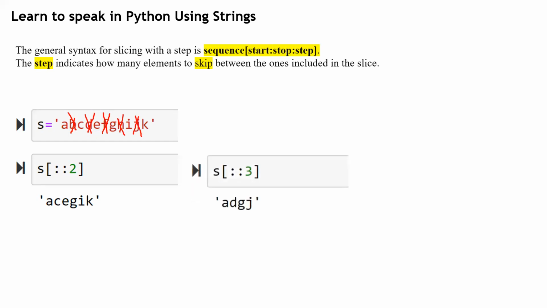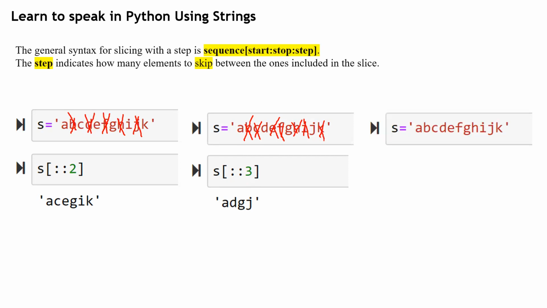Suppose I ask you to run the following line of code. Now it says, hey, the increment is 3. So you start from A, you skip B and C, and then D, E, and F are skipped, and then G, H and I are skipped, and J, and it skips the last character as well.